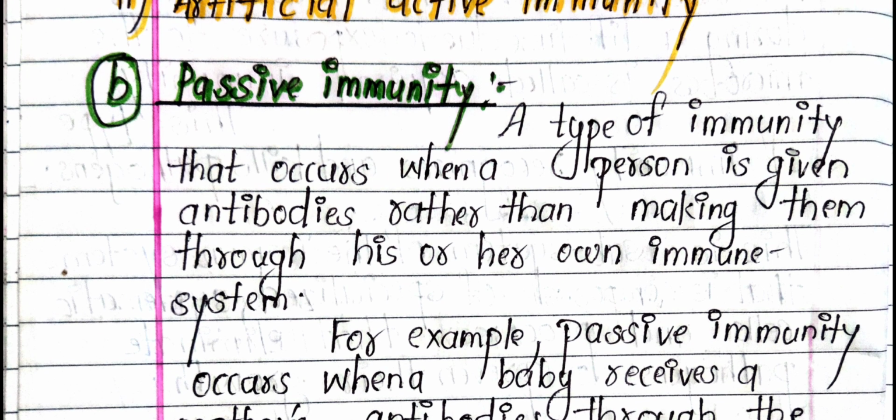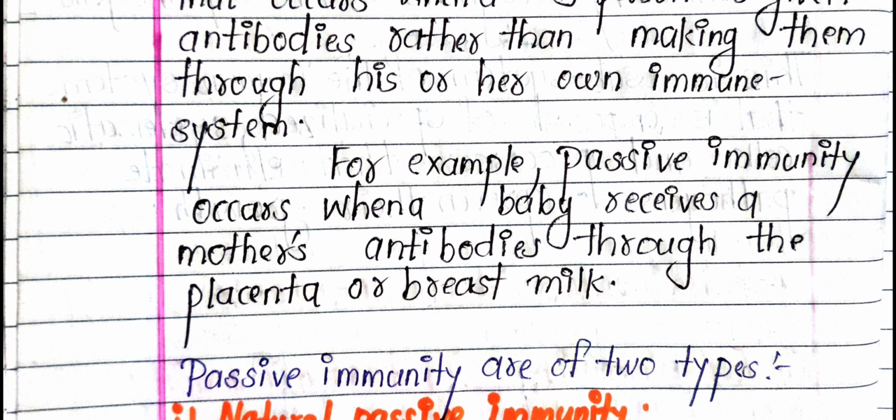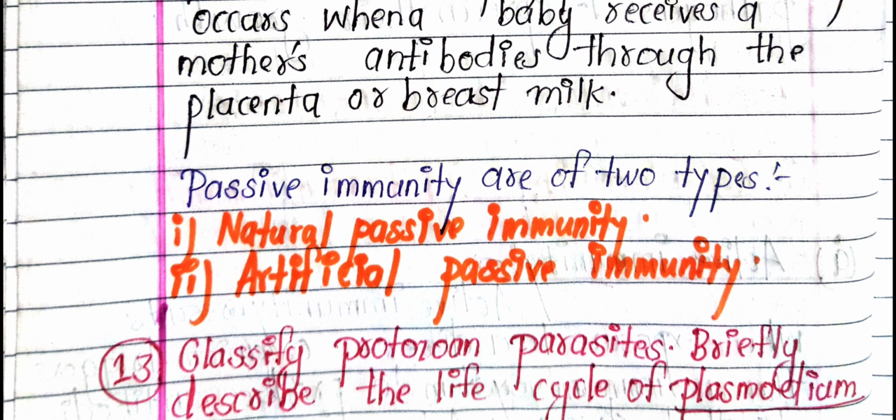Passive immunity is a type of immunity that occurs when a person is given antibodies rather than making them through his or her own immune system. For example, passive immunity occurs when a body receives a mother's antibodies through the placenta or breast milk. Passive immunity is of two types.